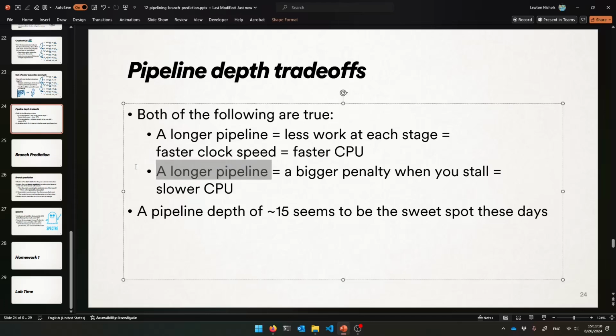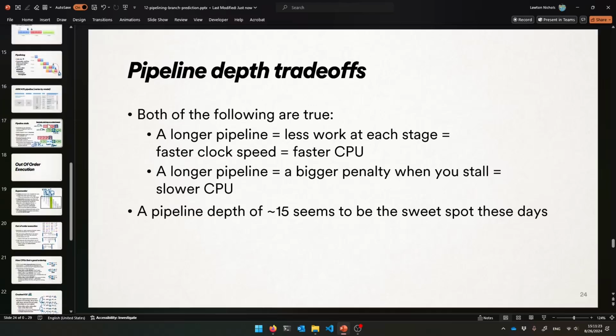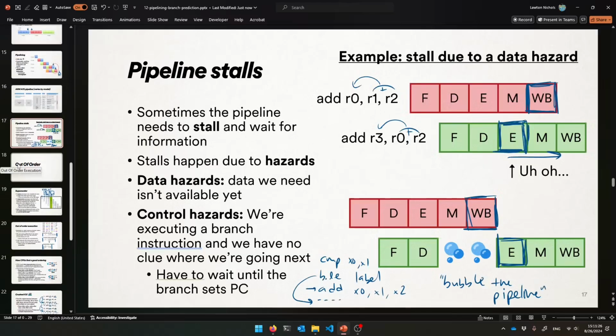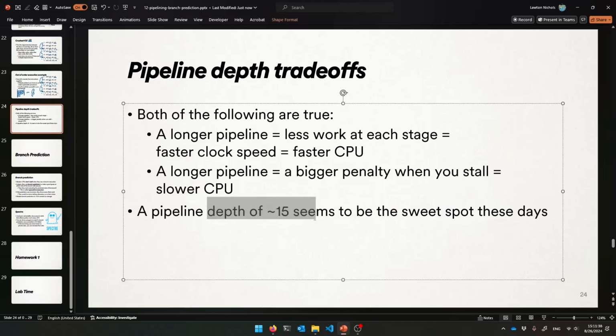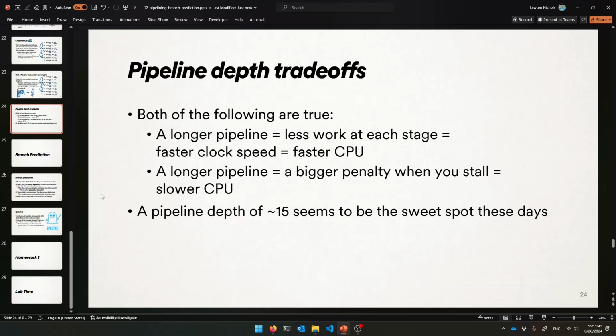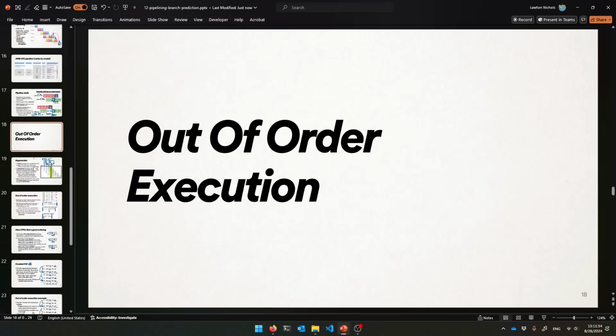But a con is that if you have a long pipeline, when you stall, you're not just bubbling, you're wasting a couple clock cycles, you're wasting maybe 10 clock cycles. So there's a give and take there for sure, and that slows down the CPU. And just empirically, in practice, every CPU these days has figured out that about 15 different stages of the pipeline is a good number. That's the sweet spot as far as modern day CPUs are concerned. But maybe this will change one day once we learn more. Okay? So that's out of order execution in a nutshell.